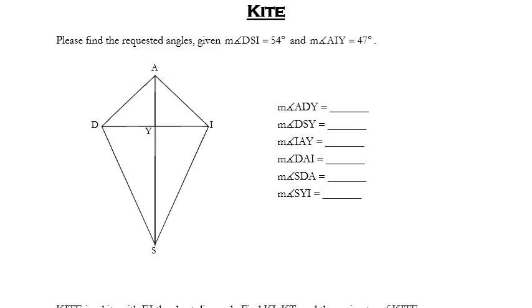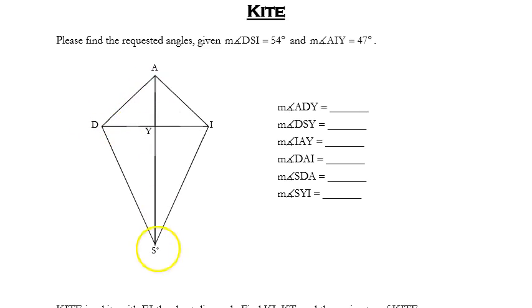There are two types of problems that we're going to have to solve with regards to a kite. The first one is going to be with the angles of a kite. What I want you to recognize is that your long diagonal in a kite, in this case segment AS, is a line of reflection. Therefore, I could fold this kite over and D would map directly to I, and essentially it's a reflection. That is what gives us a lot of our properties of a kite.